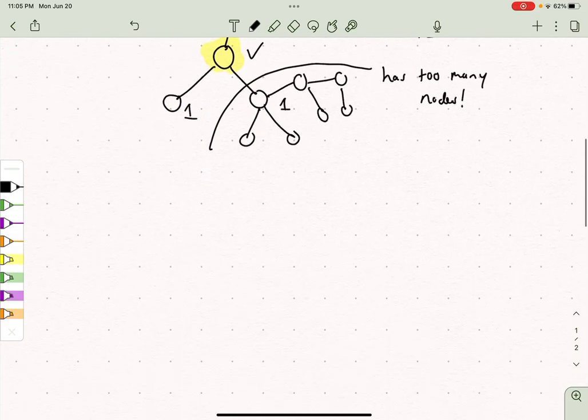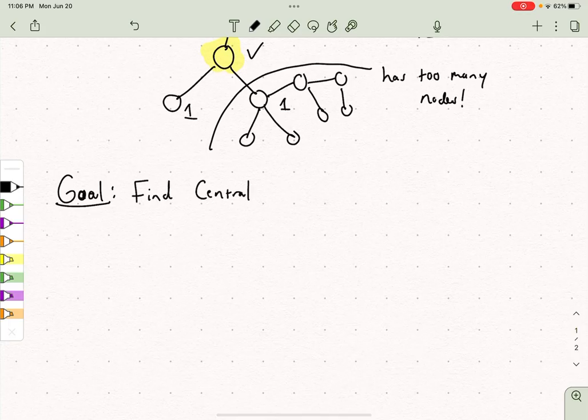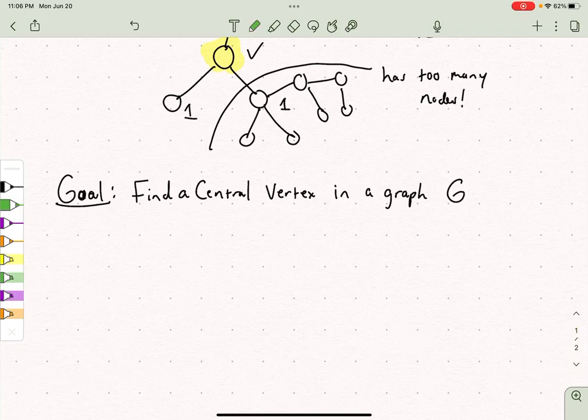Now our goal is to find an algorithm that computes central vertices. In particular, we just need to find one. And in particular, this is going to be a tree, not just any graph. Okay, so the hint in the problem says we should first prove they exist.